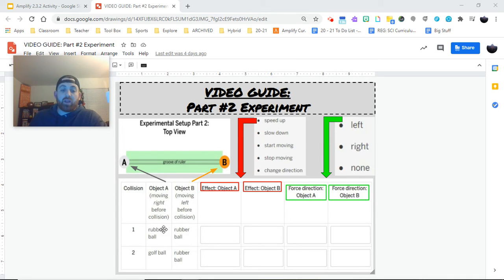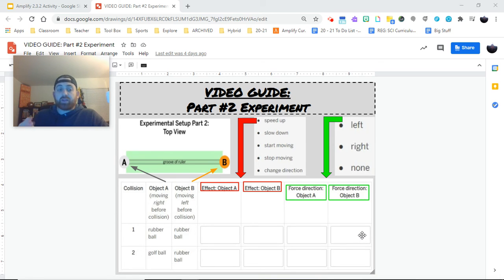Okay, what would I put in for object A? In this case, for the first one, will be the rubber ball. So after they collide, did it speed up, slow down, start moving? You might need to watch the video more than once. You might need to revisit it a few times to really decide what is happening, okay? And then what did the direction do? Did the direction continue right, continue left? Was there no direction change and that sort of thing? And then you'll obviously fill in that first row.